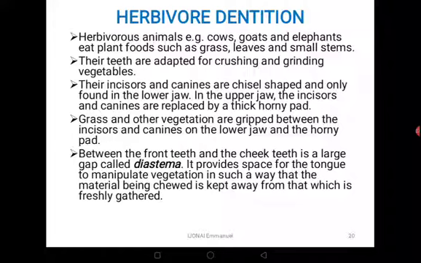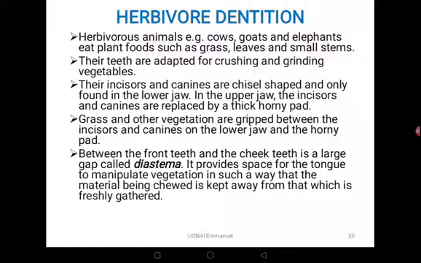Their incisors and canines are chisel-shaped, although most of them do not have the canines. The upper jaw incisors and canines are replaced by a thick horny part. Grass and other vegetation are gripped between the incisors and canines on the lower jaw and the horny pad. Between the front teeth and the cheek teeth is a large gap called the diastema. It provides space for the tongue to manipulate vegetation in such a way that the material being chewed is kept away from that which is freshly gathered.